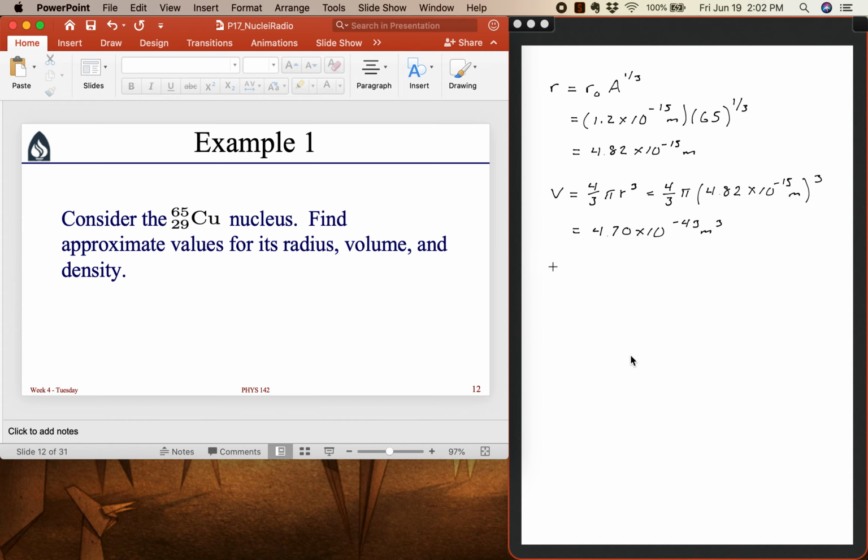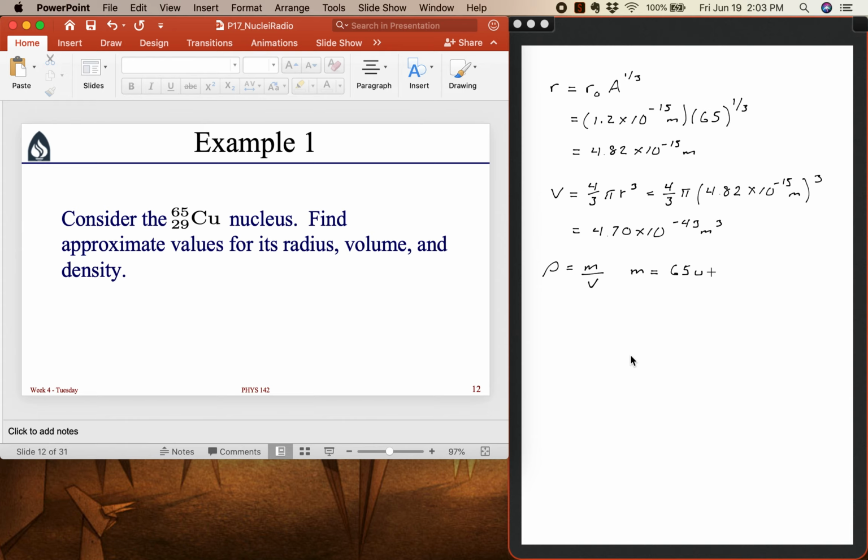Then finally, we want to find the density. So in order to find the density, since density is mass divided by volume, we need to first figure out the mass of this nucleus. So since we're doing things just roughly, since we just found a rough value for the radius, we can get away with finding just a very rough value for the mass. So we can estimate the mass as being equal to 65 atomic mass units, since there are 65 particles, and we know that each proton and each neutron is approximately 1 atomic mass unit. So that means we have 65 atomic mass units for the mass of this nucleus.